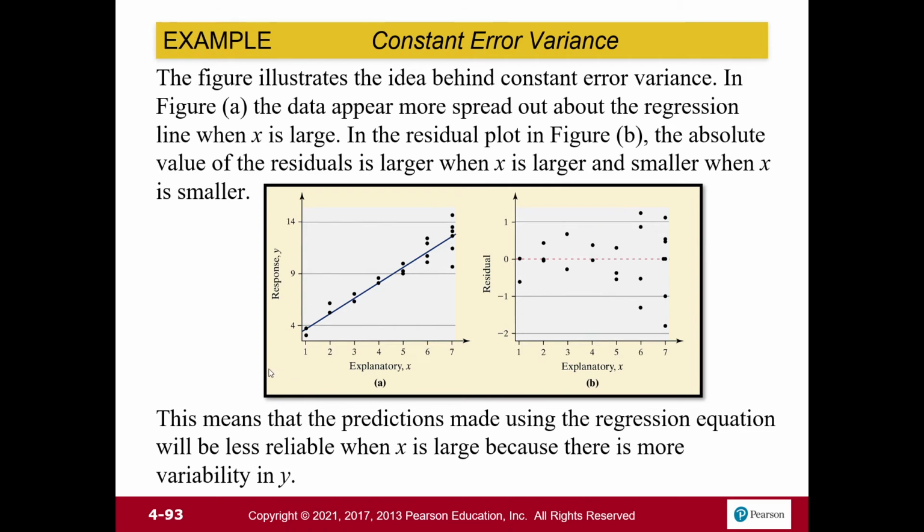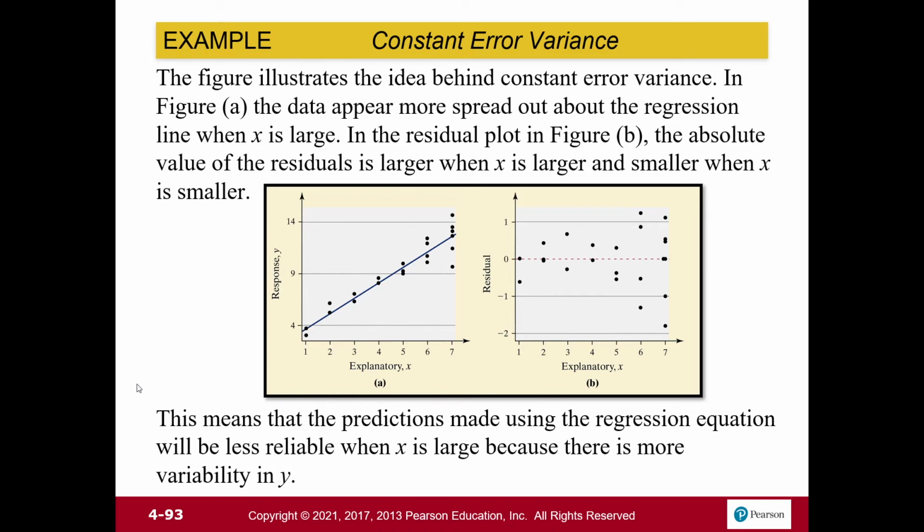So there's something called the constant error variance, and the figure illustrates the idea behind it. In figure A, the data appear more spread out about the regression line when x is large. It's kind of like it's right on in the beginning, but as x gets larger and larger, the data gets a little more variable. In the residual plot, though, the absolute value of the residuals is larger when x is larger and smaller when x is smaller.